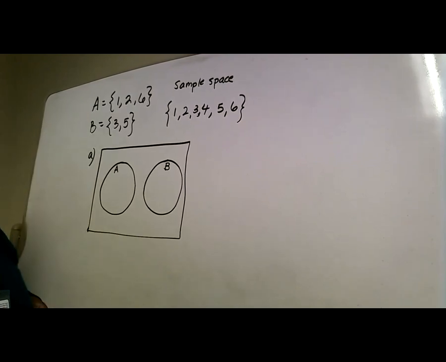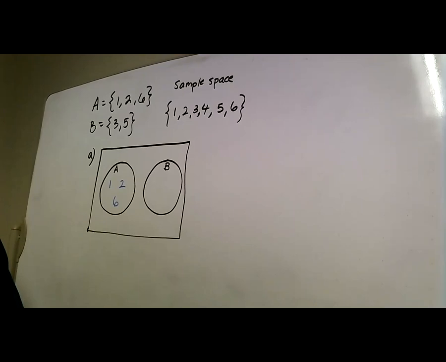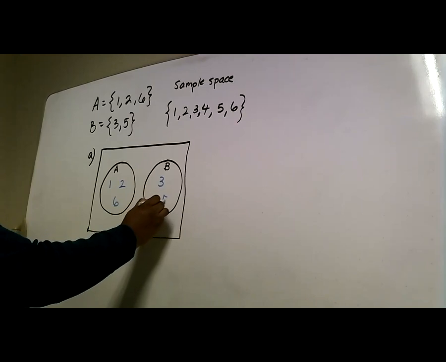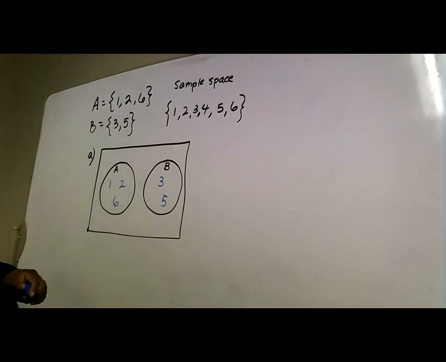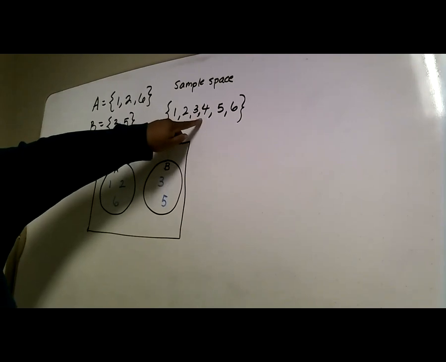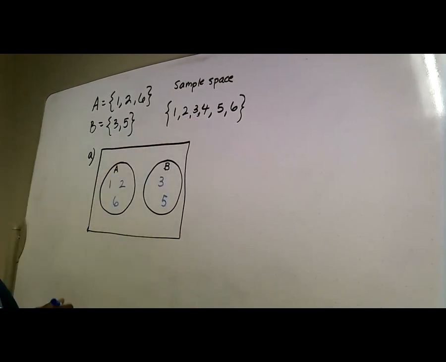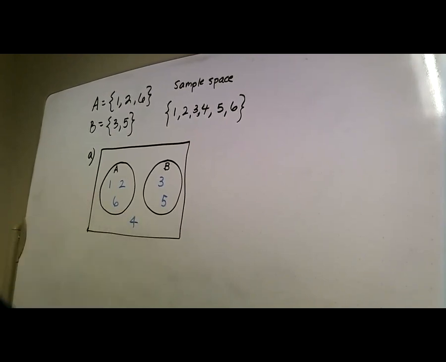Event A has the elements 1, 2, and 6. And then event B has just the numbers 3 and 5. Now the sample space is just going to be this whole Venn diagram. Now we do have the 1, 2, 3, 5, and 6, but we're missing the number 4. So the number 4 would go somewhere in this rectangle, but it won't be in either of those two circles. So that is what the complete Venn diagram looks like.